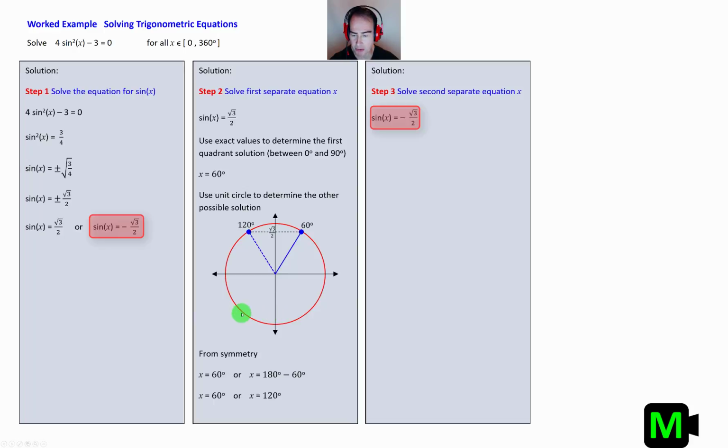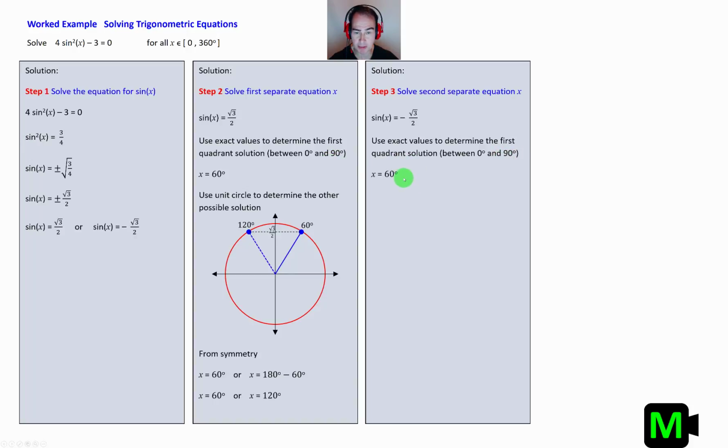So we would be looking for angles that would be in line with a horizontal line going through negative root 3 over 2. Being a unit circle, of course, the radius is 1. Negative root 3 over 2 would be approximately negative 0.866. So we use exact values to determine the first quadrant solution between 0 and 90. That's exactly the same as before.